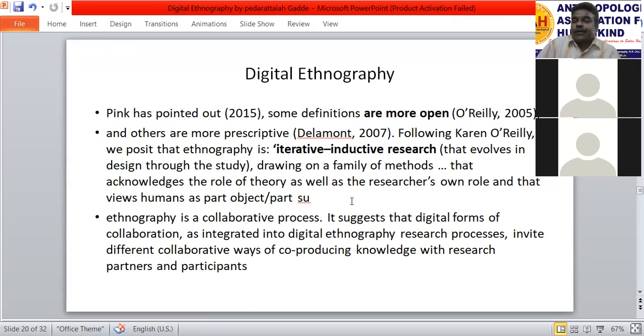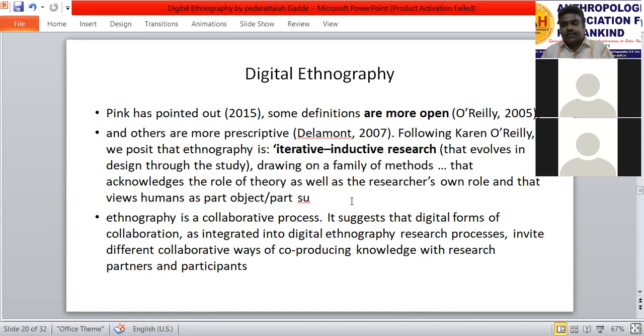Digital ethnography is a collaborative process. It suggests that digital forms of collaboration as integrated into digital ethnography research processes invite different collaborative ways of co-producing knowledge with research partners and participants. So there are digital ethnographic processes involved, there are digital ethnographic partners involved, and there are digital ethnography participants, key participants or informants involved.